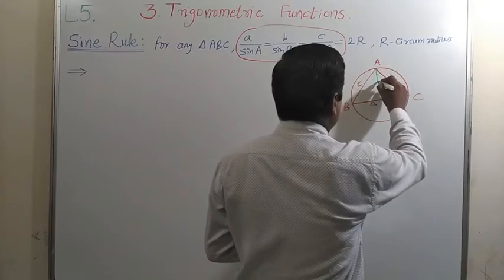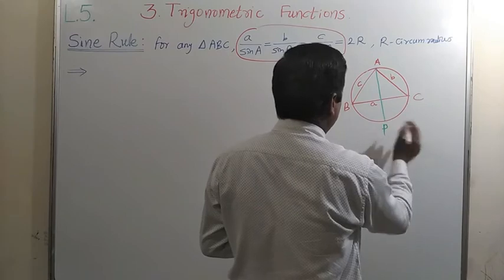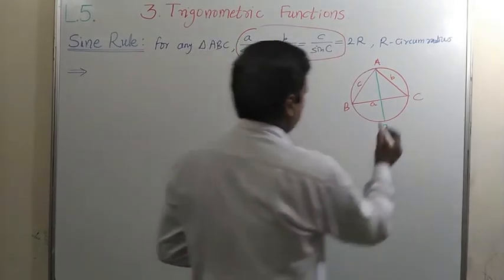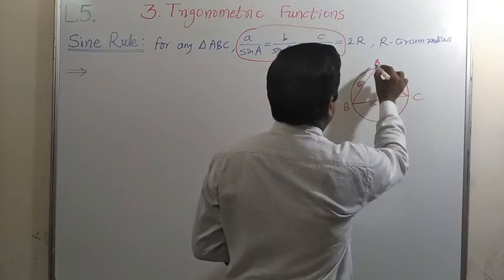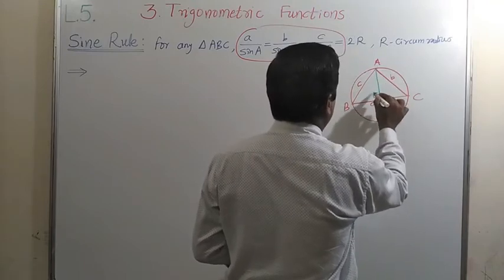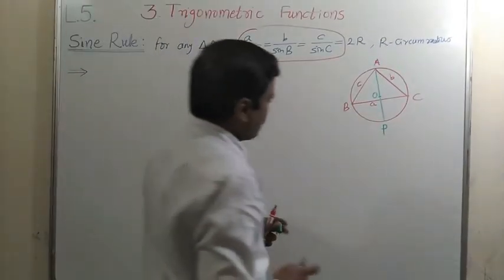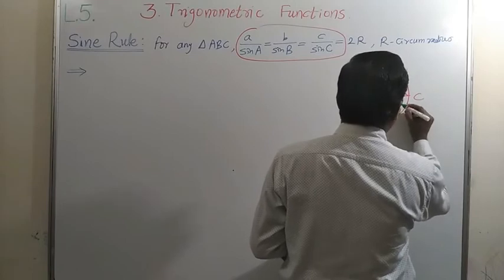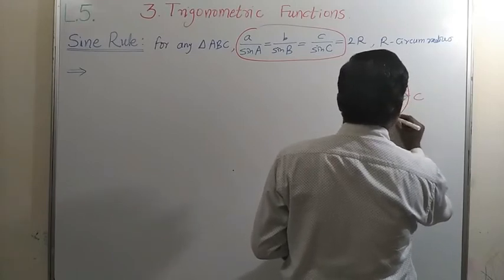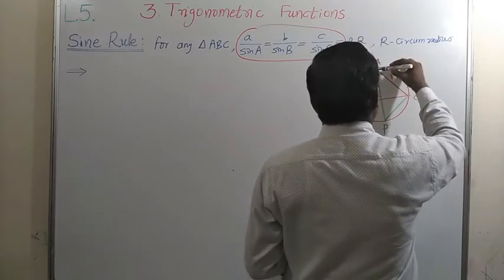Suppose this AP is a diameter of this circle. Means we are drawing here a diameter passing through point A, passing through vertex A. So AP will be the diameter of this circle. Join these 2 points P and C. So we get here triangle APC.